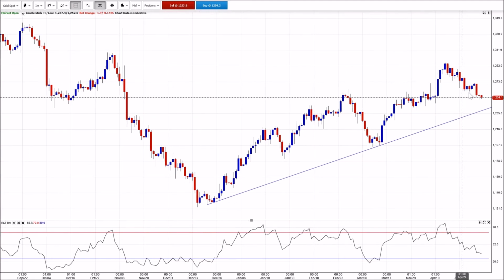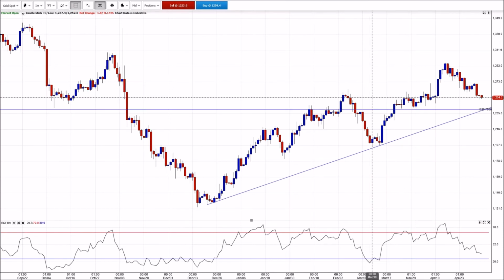But I think for the medium-term traders, I'll be watching gold for the strength to come back in again ahead of this trend line, but more importantly, ahead of the old support. So the first level of support I'll be watching will be around 1240, about $14 below where we are now, looking for signs of a bounce here.